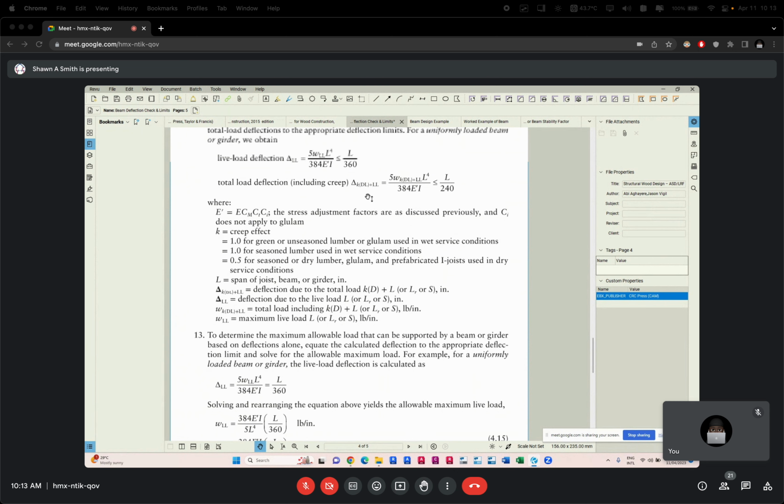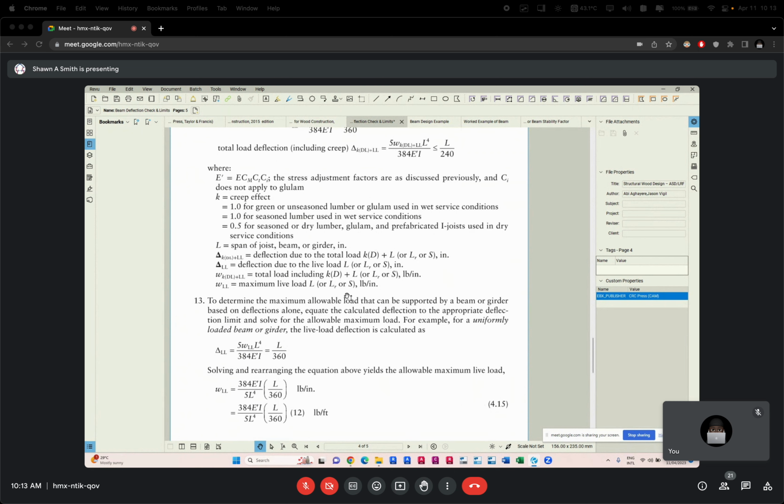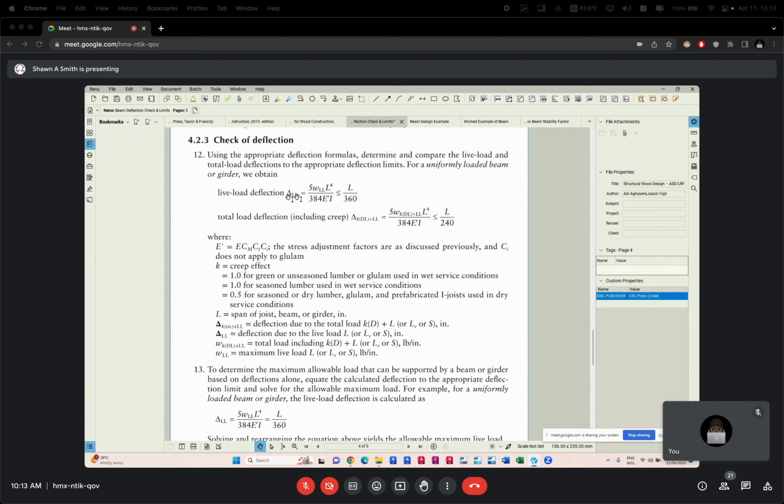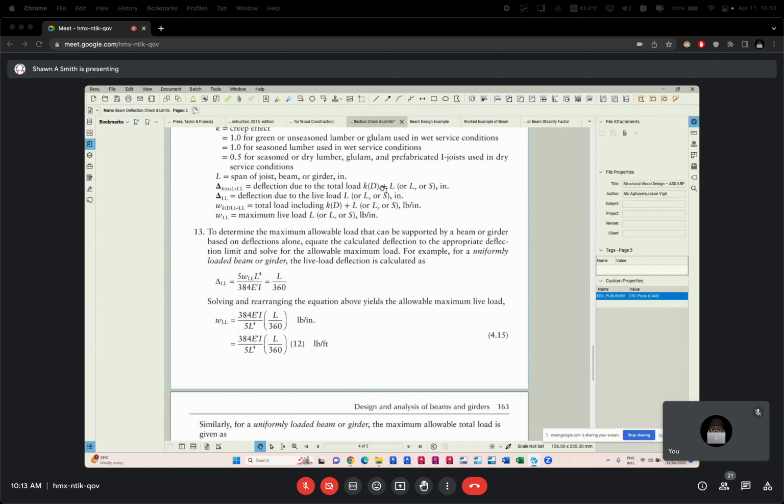All right. So that is how we actually should check your deflection for both live load alone and live plus dead, a combined load, applying the necessary factor to reduce the dead load, to determine the maximum allowable load that can be supported by I-fine.